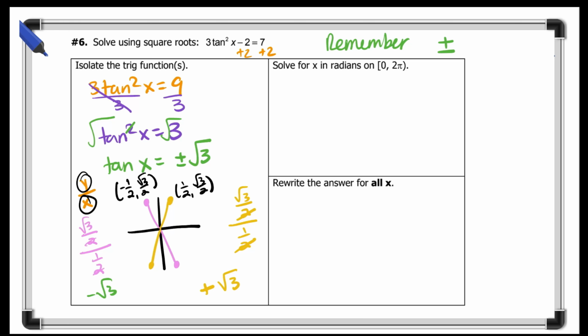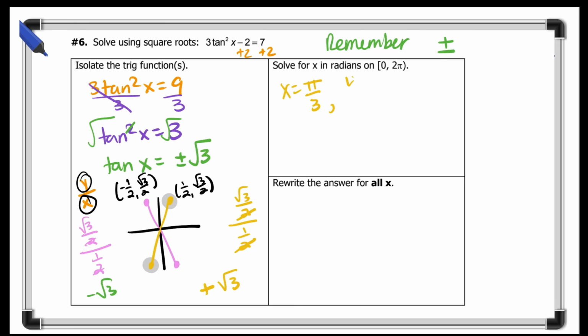Okay, so let's get those angles. The first angle is this one right here. That is pi over 3. The second one is down here, still pi distance apart.